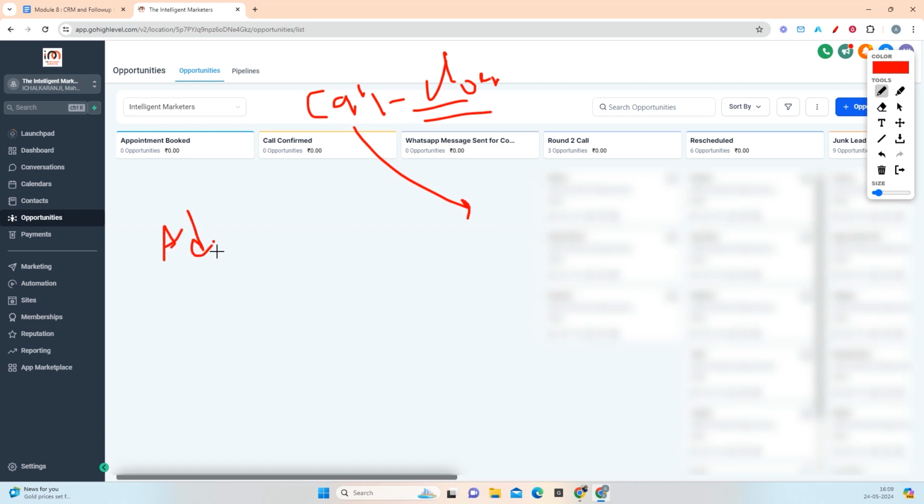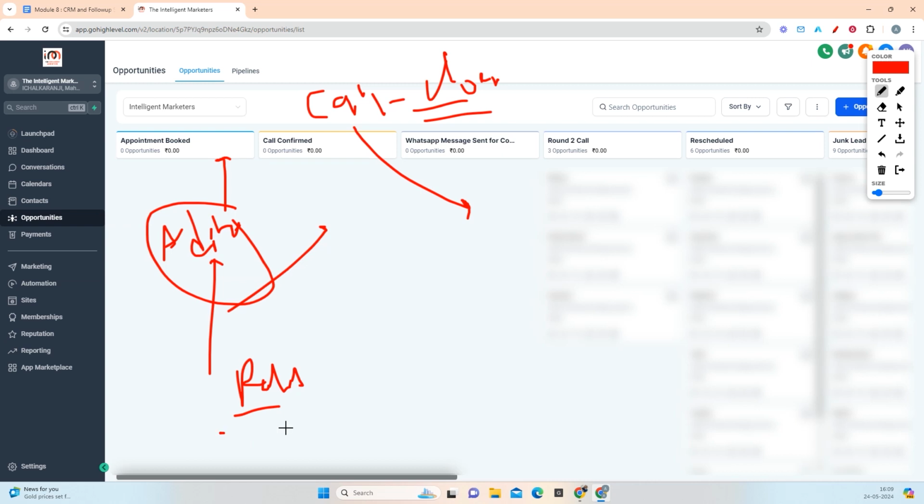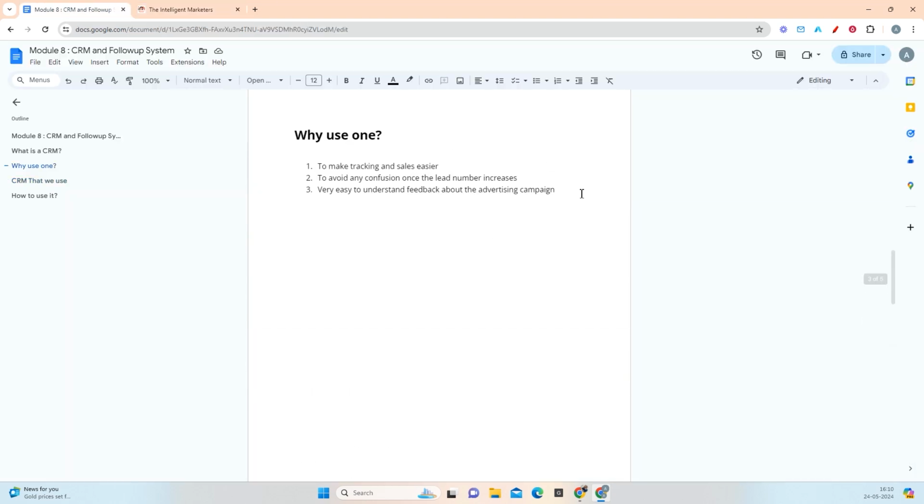Let's say there is Aditya, and Aditya just booked an appointment with my business, and our caller called Aditya and he told us, hey, I'm really interested, I have the budget and everything. Then he will move into the call confirmed stage. But let's say there is another person, Rahul, who just booked an appointment, but our caller called Rahul and he did not pick up the call. Then we'll send him a WhatsApp message that, hey, you have booked an appointment, our caller tried calling you, and then we'll move him to this particular stage. It is very, very important to segregate leads into different stages, because that will ultimately give you feedback on the quality of the advertising campaign.